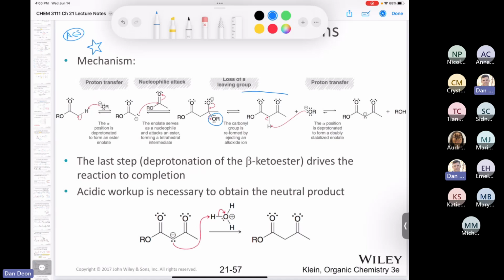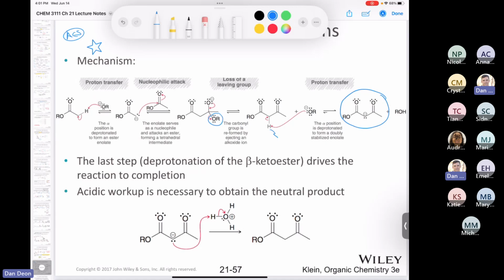Now, you look at this and you're like, well, that's the final product. Hold the phone. It's not the final product, is it? Because we know that this proton has a low pKa, and so the alkoxide is going to deprotonate it and form this doubly stabilized enolate. It turns out that the formation of the doubly stabilized enolate is one of the driving forces of the reaction, right? You could draw 3 resonance contributors to the hybrid.